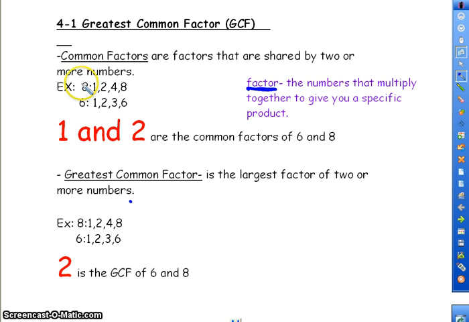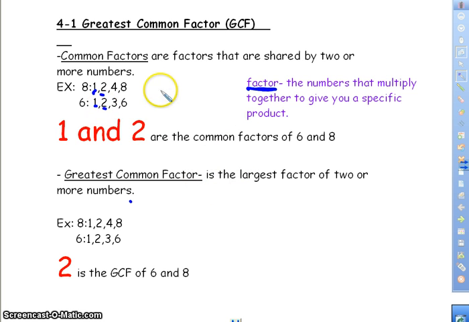For example, if I look over at my factors of 8 and 6, 1 times 8 is 8, 2 times 4 is 8. Those are the only four factors of 8. For 6, I have 1 times 6 is 6, and 2 times 3 is 6. These are my only factors of 6. The common factors that they share are both 1 and 2. So if I were to list my common factors, I would list everything they have in common.